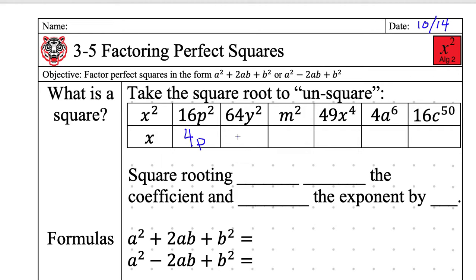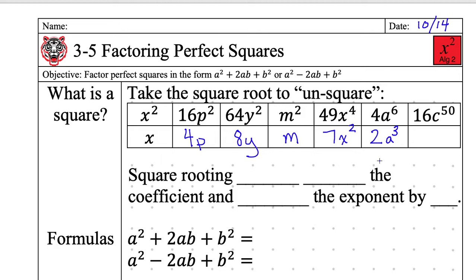Oh yeah, Beverly. 8y. How do I unsquare m squared? How do I take the square root, India? Just m. What about 49x to the power of 4? Ooh, tricky, tricky. Brian? 7x squared. There it is. Thank you, Brian. How do I unsquare or take the square root of 4a to the power of 6? Ziri. To the power of 3 or cubed. There it is. What about this really difficult one? 16c to the power of 50.